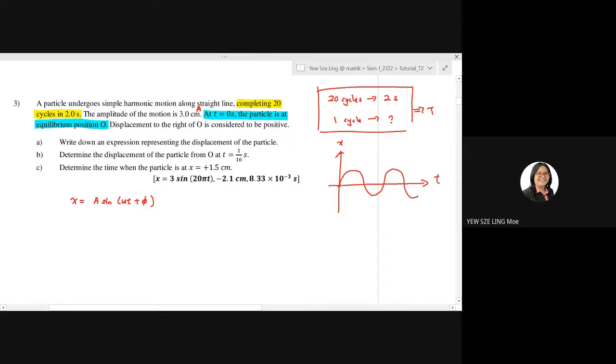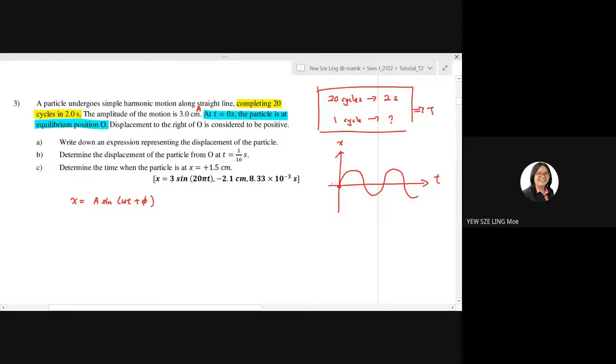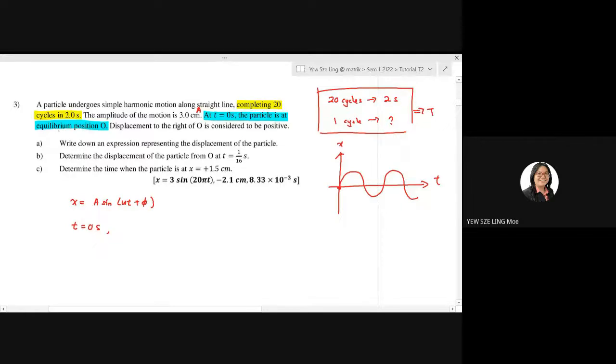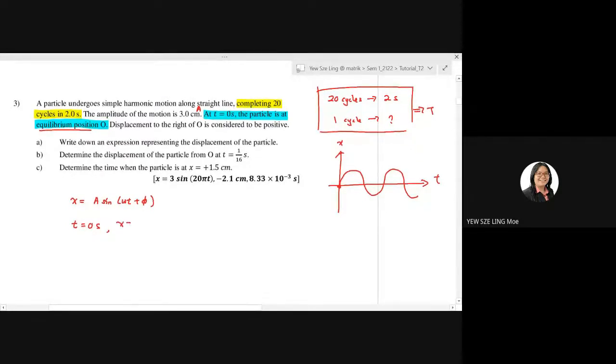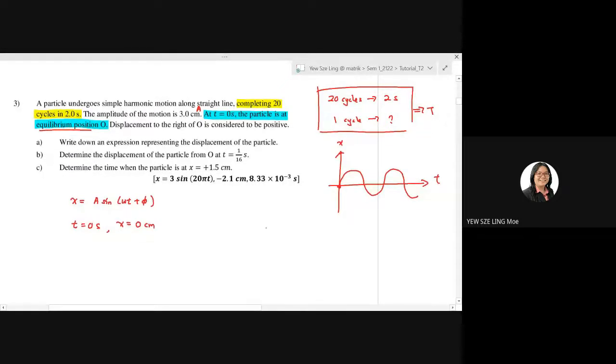So based on the statement I highlighted in blue, at time t equals 0, the object is at its equilibrium position. Other than telling you your object starts from the origin, this statement serves another purpose. It tells you how to determine the initial phase angle. So at t equals 0, the object is at equilibrium position, meaning your x is also equal to 0. So t is 0, x is 0. Substitute these two quantities into the equation.